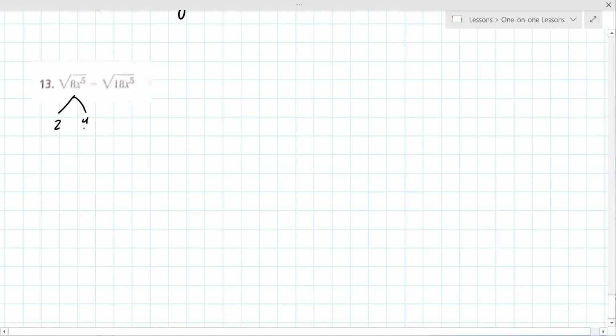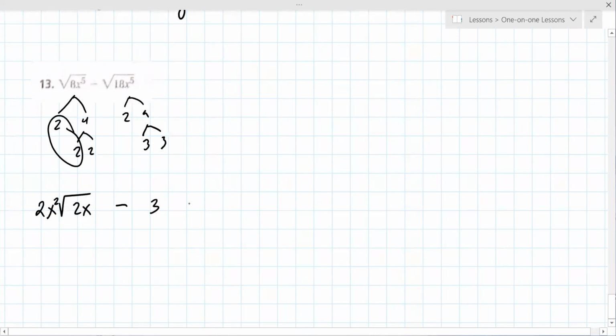The 8 is 2 times 4, 2 times 2, so there's a pair of 2, so it becomes 2 square root, and there's 2 on the inside. The x to the 5th ends up becoming x squared times x, minus. Now we do the same thing over here with the 18. The 18 is 2 and 9, 3 and 3. So it's 3 and then a square root, there's a 2 left on the inside, x squared x. Now you can combine them.